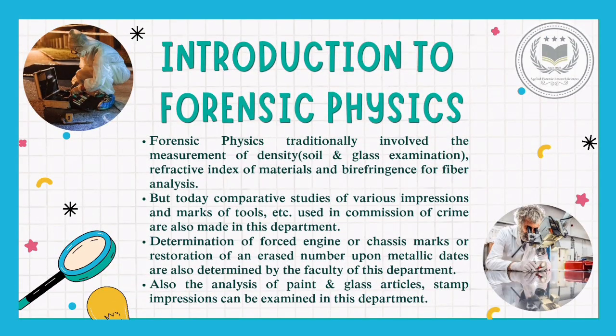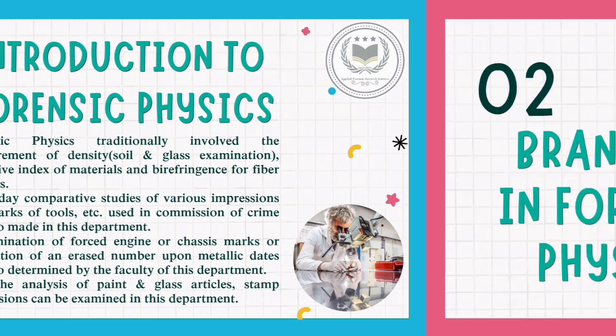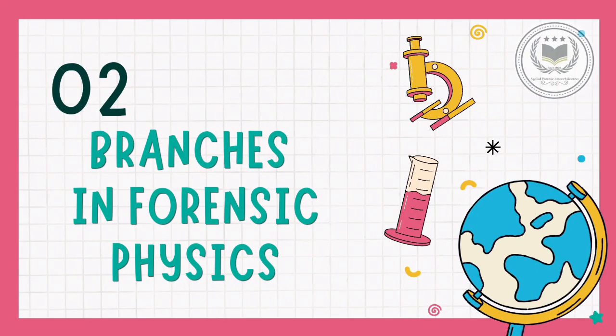Traditionally, forensic physics was only limited to the measurements of soil and glass examinations, including their density and refractive index measurements, but in recent times, forensic physics does not only include the comparative studies of various impression marks and chassis marks, but also involves the techniques of restoration of erased numbers upon metallic objects, the examination of stamp impressions, and the analysis of paint and glass articles. These all come under various branches of forensic physics. So let's have a look at them.